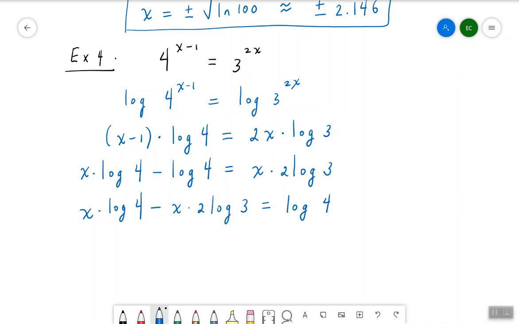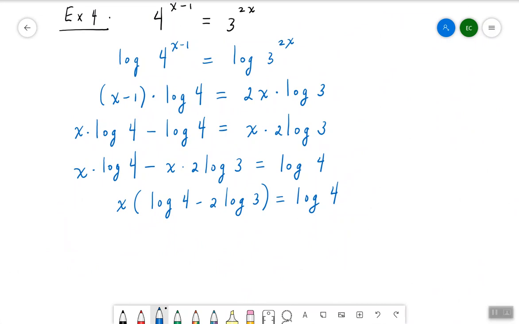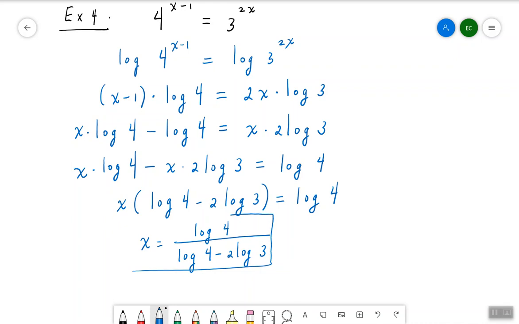Okay, now we have the x's together on one side. We need to factor the x out of the 2 terms. So we can factor out the x, and what are we left with? We're left with the log of 4 minus 2 times the log of 3 is equal to log of 4. And then we just want to divide both sides by the coefficient on x. And so we'll have x is equal to log of 4 divided by log 4 minus 2 log 3. And that's a good answer. I'll go ahead and put a box around it right now. I'd be happy for you to get that answer as your exact answer for this problem.